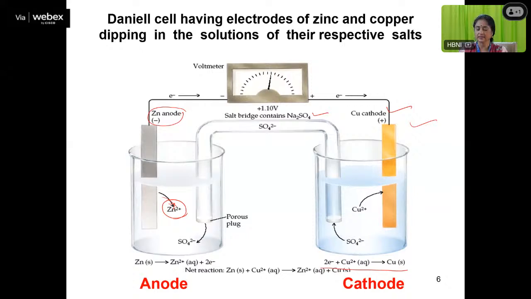The reduction is happening at the cathode, and at the same time, since copper ions are getting consumed by getting deposited on the electrode, the sulfate ions are becoming extra here. So this sulfate ion will then move through the salt bridge to the other solution. Thereby the electrical neutrality is maintained, and because of this electrons flow, so current will be flowing from this side. This is a voltmeter so that current is flowing like this. Okay, so this is what that is.